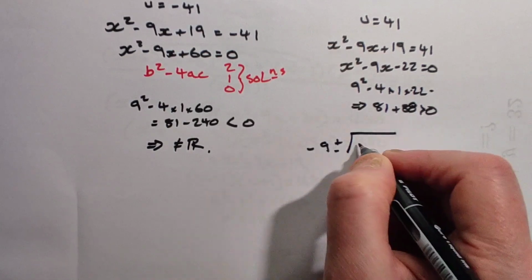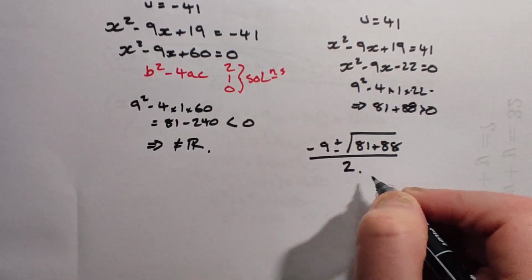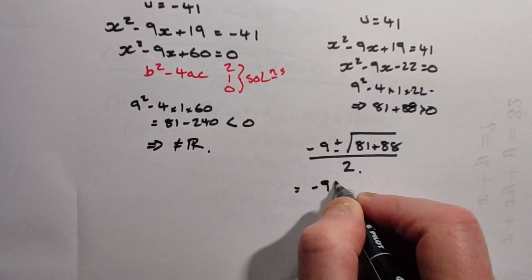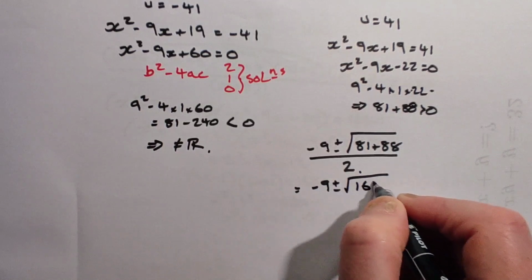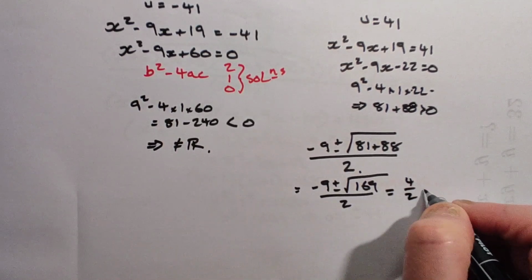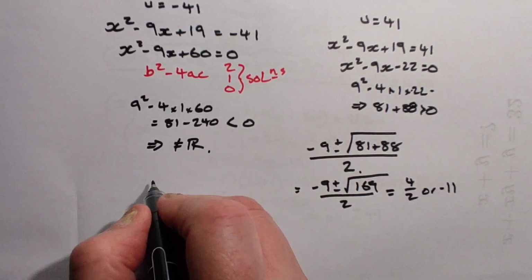So applying the full quadratic formula, we've got minus 9 plus or minus the square root of 81 plus 88 all over 2. Well, that equals minus 9 plus or minus the square root of 169 all over 2. And the square root of 169 is 13. That gives us either 4 over 2, which is 2, or minus 11.